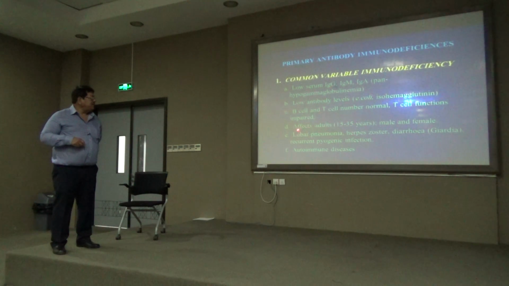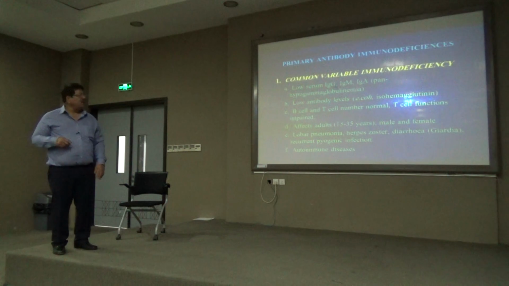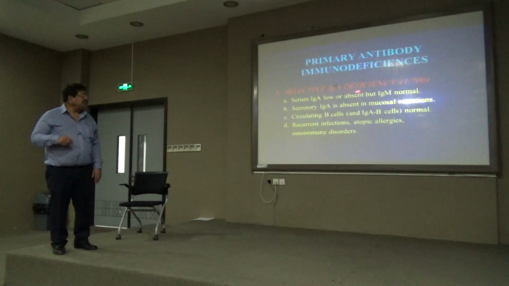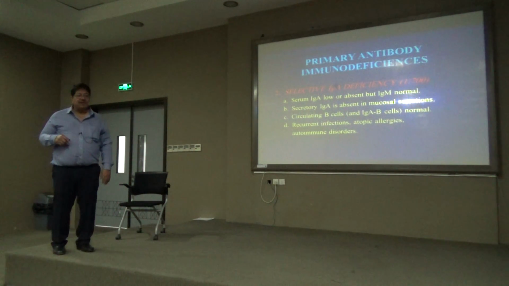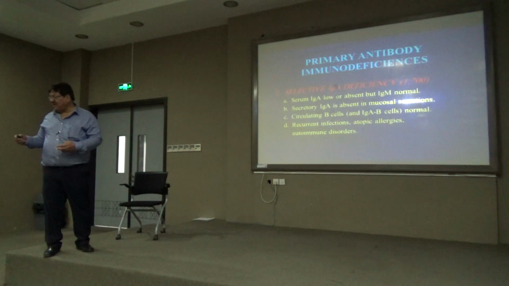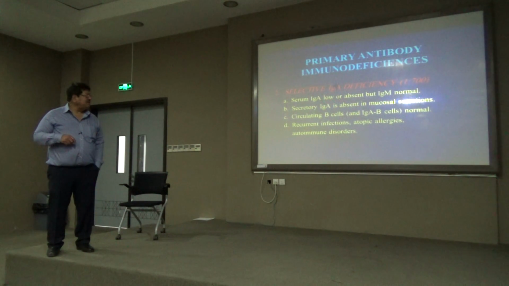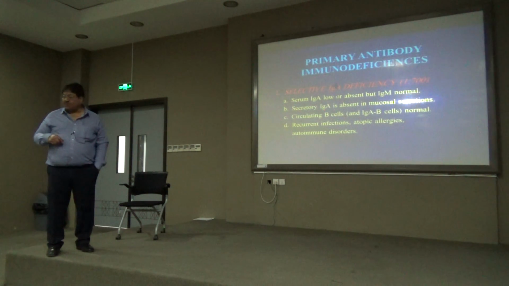So common variable deficiency can happen between 15 to 35 years, males and females, and they can get a lot of diarrheas, pyogenic infections, pneumonia, herpes, autoimmune diseases. So there are many different diseases a patient may go through. There may be a selective IgA deficiency. Why is IgA important? It's a secretory IgA. It's in the mucosal surfaces, correct? We require it. So what will happen is either they are low or absent. So mucosal secretion does not have IgA, which can destroy the organisms.